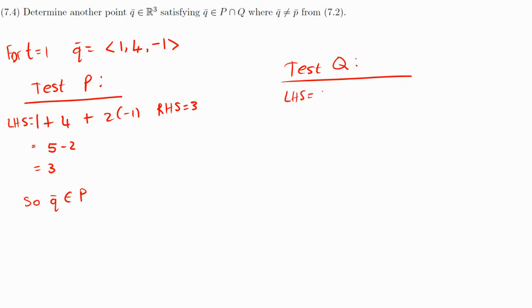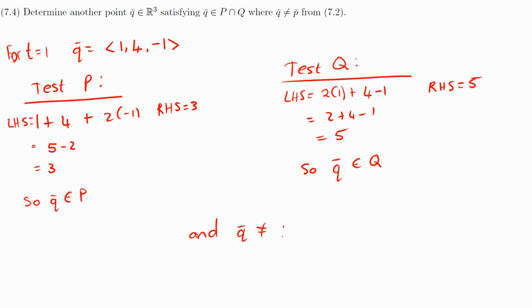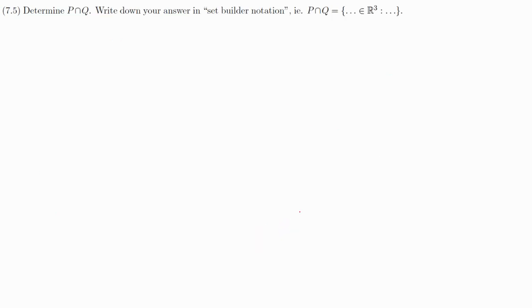So the left-hand side is then equal to 2 times 1 plus 4 plus 1, which is minus 1. So 2 plus 4 minus 1 is just 5. And then also the right-hand side is also 5. So Q is then an element of Q. And Q is not equal to P, and that's what we wanted.